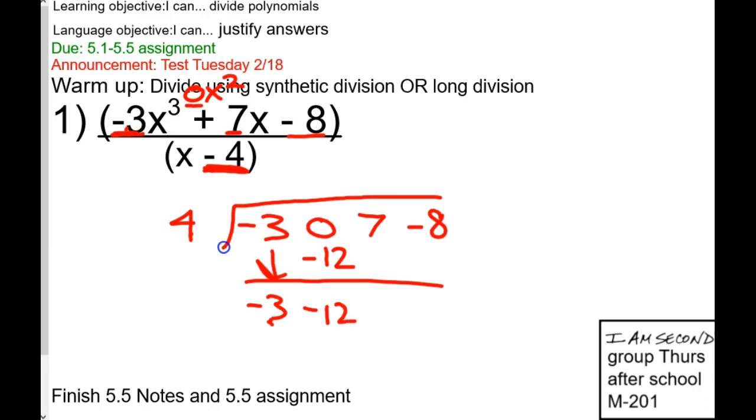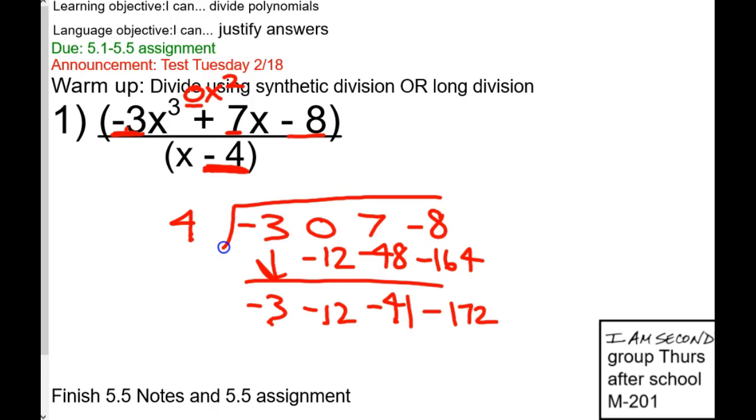And then once again, we're going to multiply. -12 times 4 is -48. And then we add vertically. 7 plus -48, -41. And then once again, multiply. -41 times 4, -164. And then we're going to add these. -8 plus -164. -172.